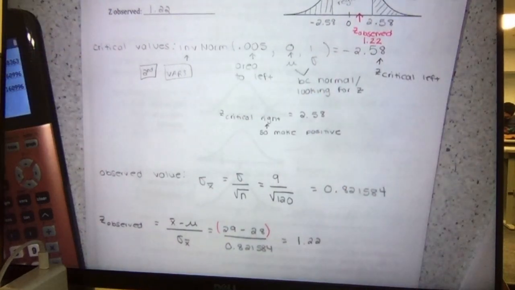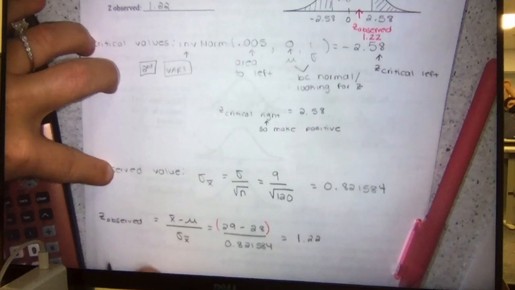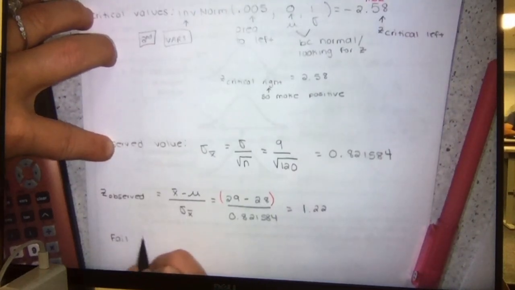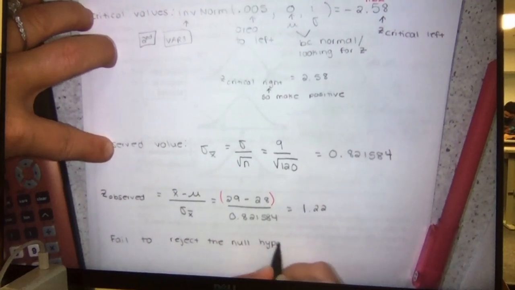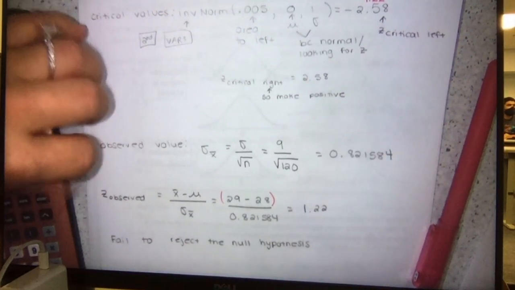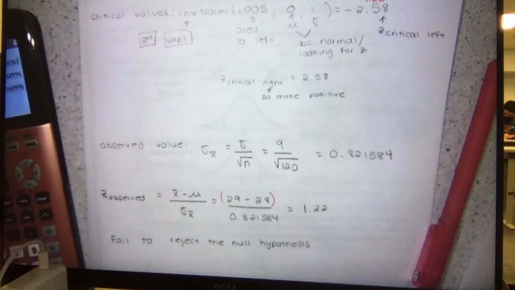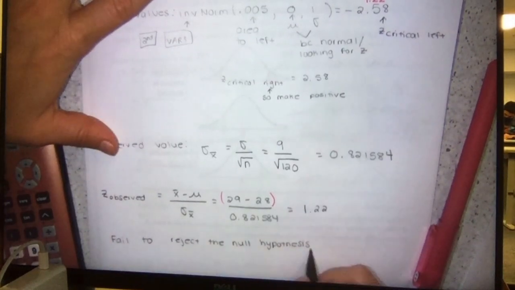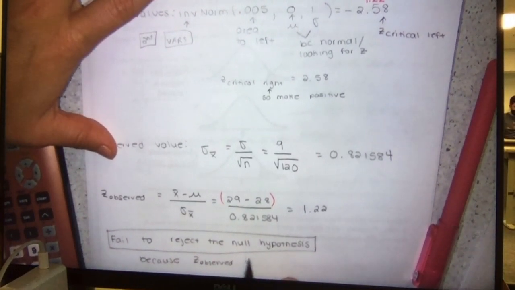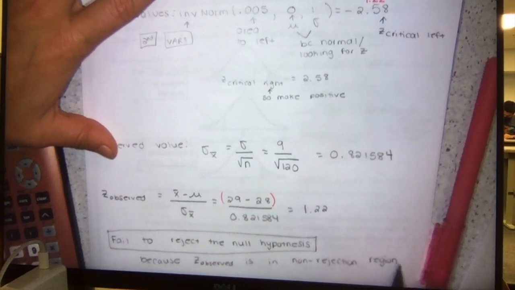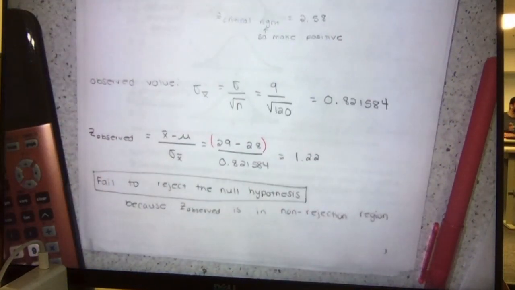Because it's in the white region, the non-rejection region, the non-shaded region, we are going to fail to reject the null hypothesis. This is our answer. It's like a double negative. We fail to reject because our z observed is in the non-rejection region. So basically, it's taking stuff that we've already done, putting it together, and seeing where it lands on the graph.